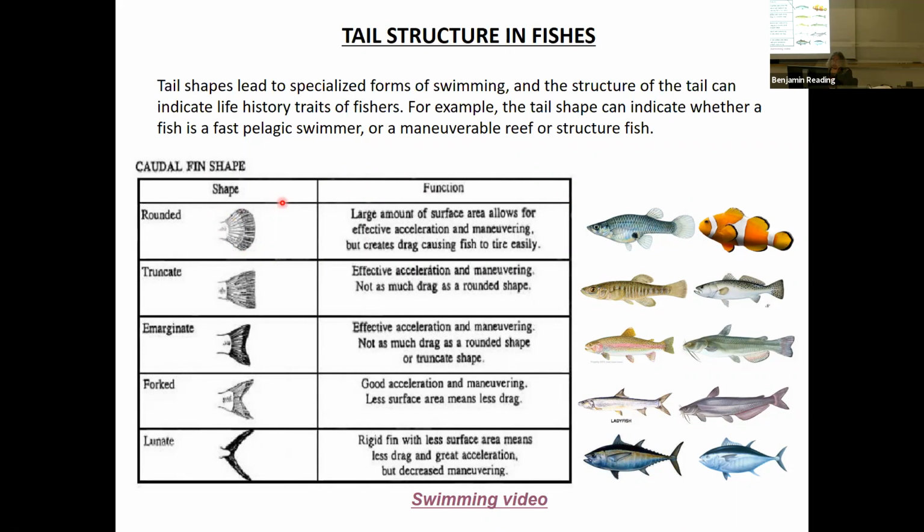I like to look at this figure like this. From top down, a rounded caudal fin: high maneuverability, high agility, high drag resistance, low speed. Down here, we have low agility, low maneuverability, high speed. So there's a trade-off. These clownfish, for instance, have a rounded caudal fin.